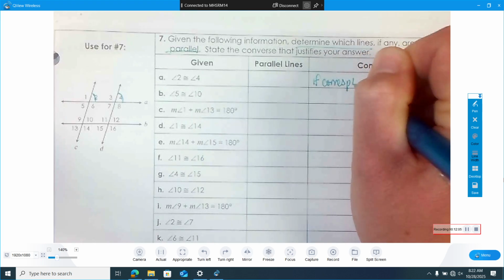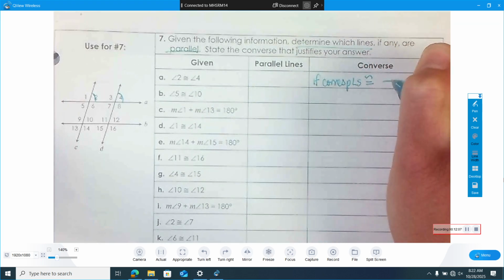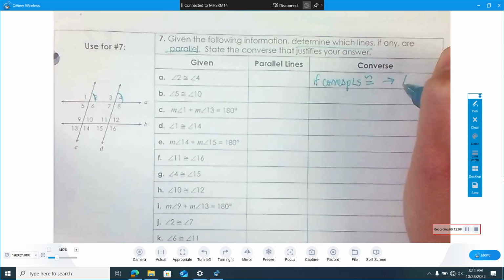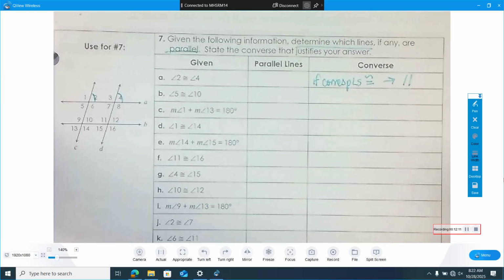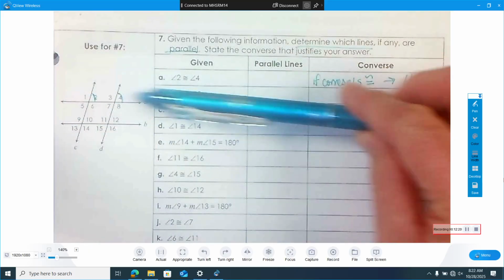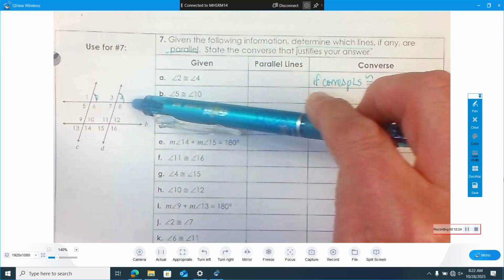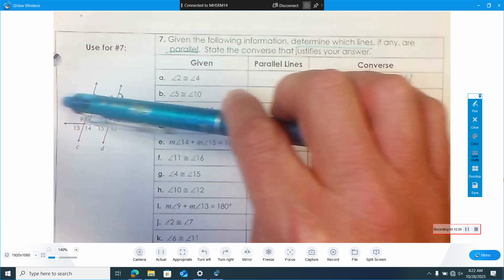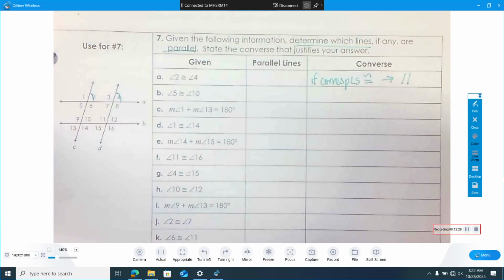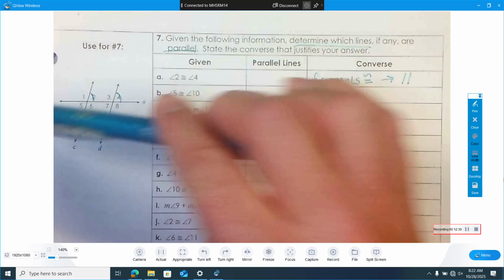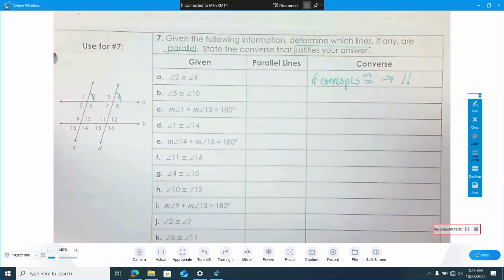If corresponding angles are congruent, what do we know? Then we have parallel lines. What are the parallel lines? C and D. A is the transversal. That's transversing, going across both parallel lines. So A is the transversal, crossing our 2 parallel lines.